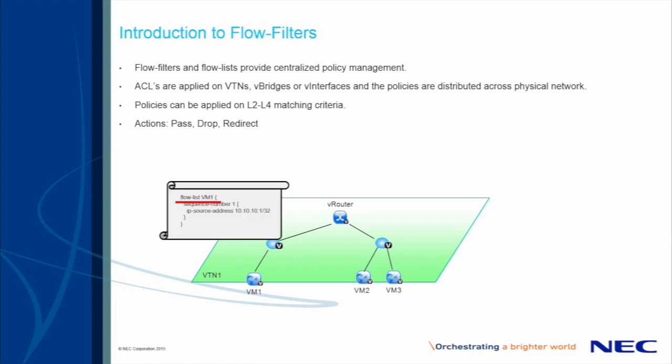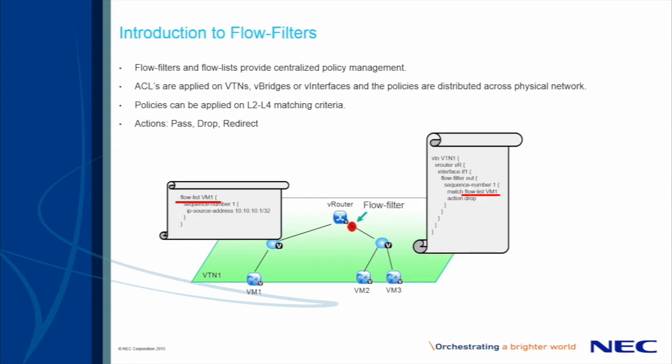Going back to our example scenario in which we want to prevent VM1 from sending traffic to VM2 and VM3, we shall first create a flow list that matches the source address of our VM1. Next, we shall create a flow filter that references our flow list and is applied to the outbound interface of the vRouter facing VM2 and VM3. By applying this policy to the virtual network, the policy shall be enforced regardless of the location of VM1, VM2, and VM3 in the physical network.